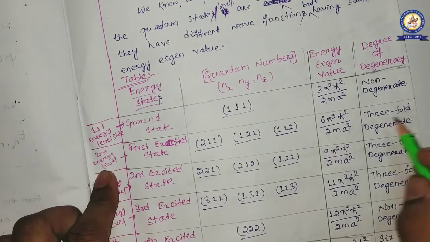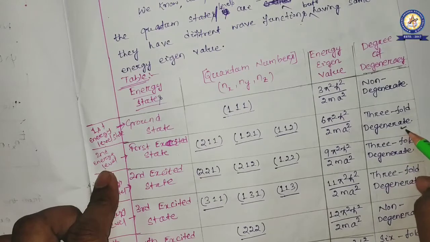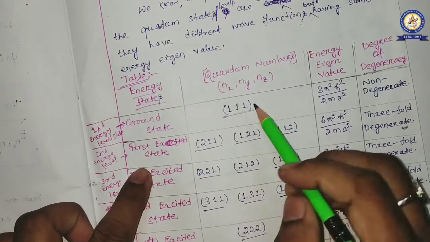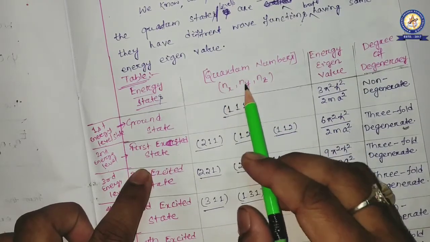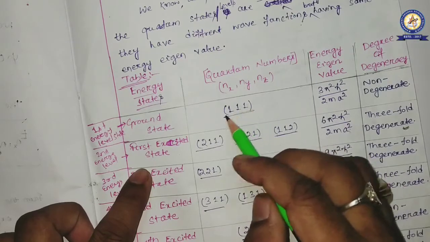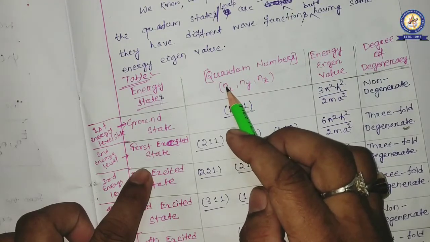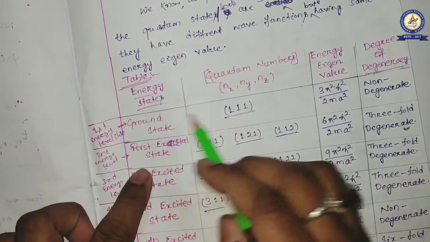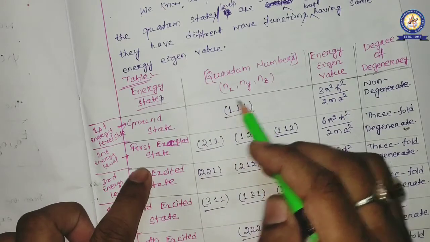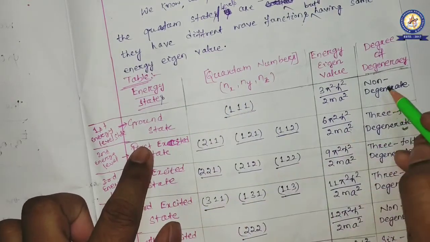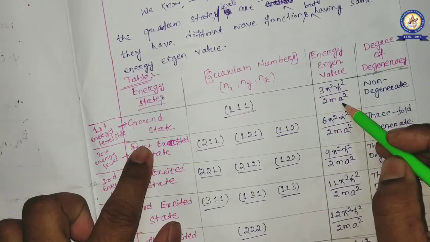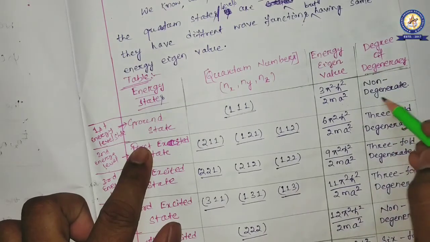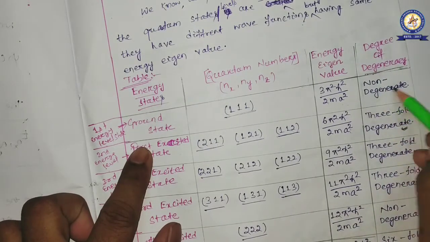You have to remember threefold degenerate. So here the ground state possible quantum numbers are 1, 1, 1 only. If I alternate the ny value to nx, and nx value to ny, then also we get the same 1, 1, 1. So hence the ground state is possible with this one only. That means the ground state is not degenerate. So the ground state energy eigenvalue is 3 pi square h cross square by 2 m a square. But degeneracy is nothing but non-degenerate, not degenerate, right?